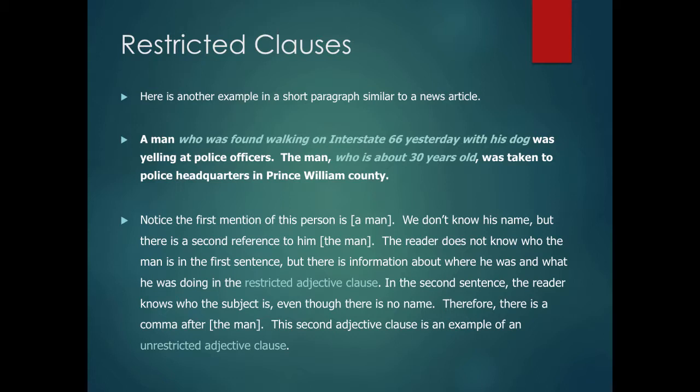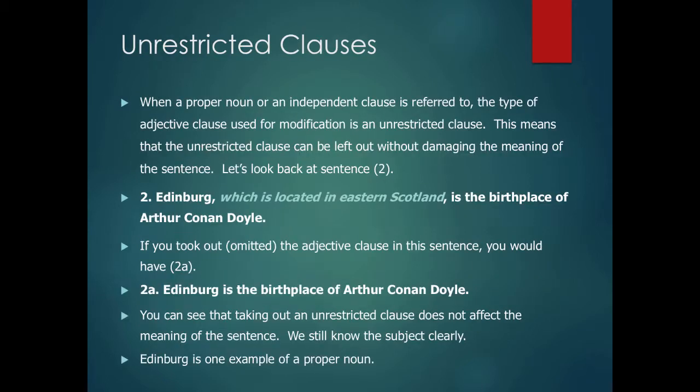Well, now that you know what man I'm referring to, if I mention him again, now I can use commas. This is what we term a non-restrictive adjective clause, or an unrestricted adjective clause. In other words, you don't need this information of how old he is in order to know who I'm talking about. So when a proper noun or independent clause is referred to, the type of adjective clause used for modification is an unrestricted clause. What this means is the unrestricted clause can be left out without damaging the meaning of the sentence.